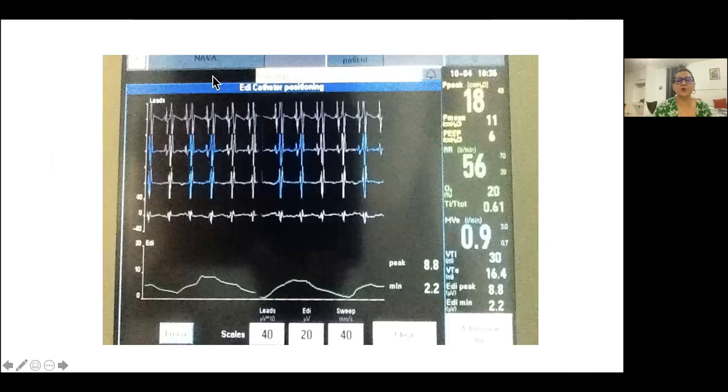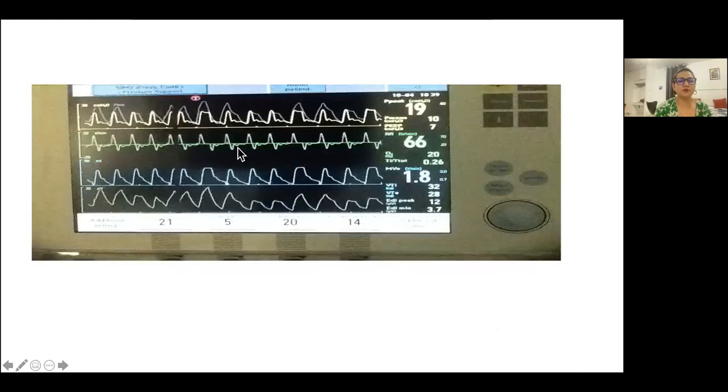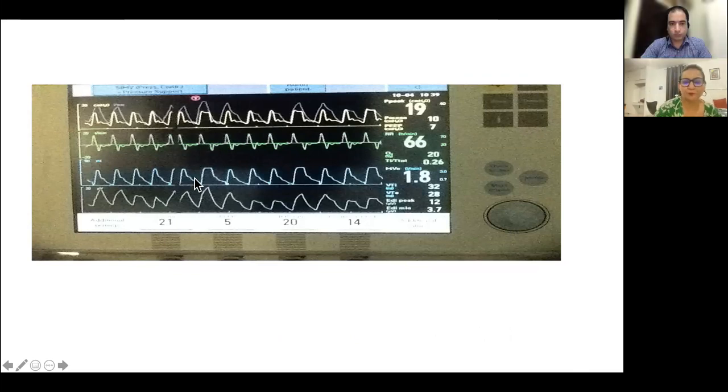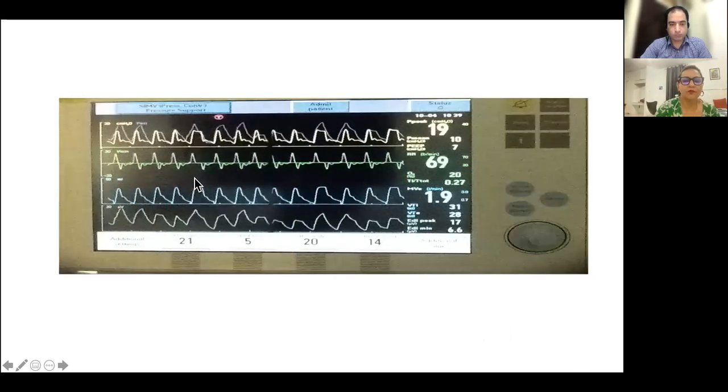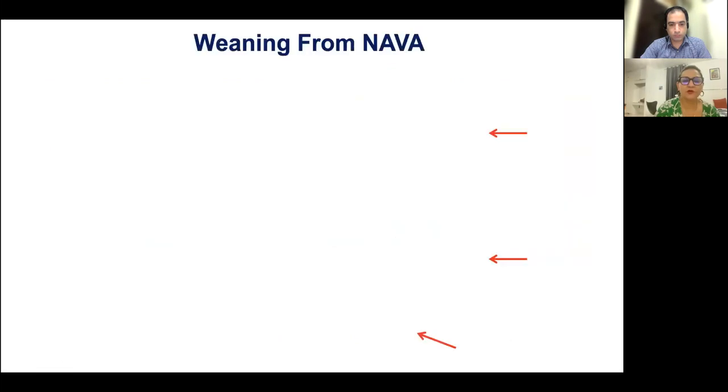So this is how the proper EDI catheter would look. Maximum ECG here, smallest here with no P wave, and blue in the center, which is fine. This is on the baby which we had used, and this is how it looks. Quite synchronous waves of the EDI, and the pressure, flow, and the volume. So this is how it looks.